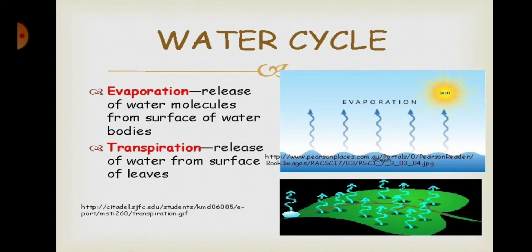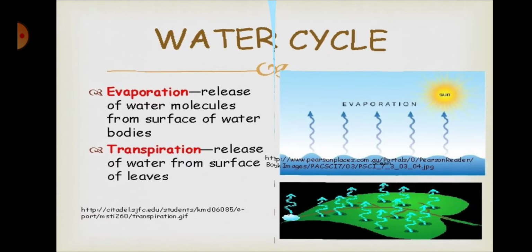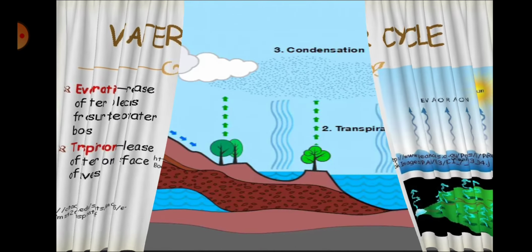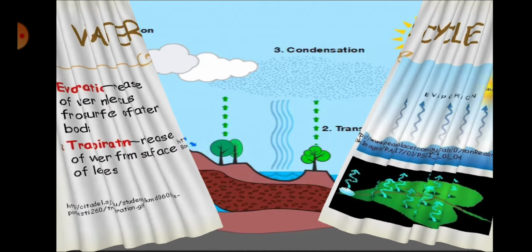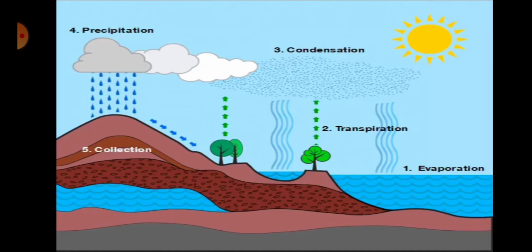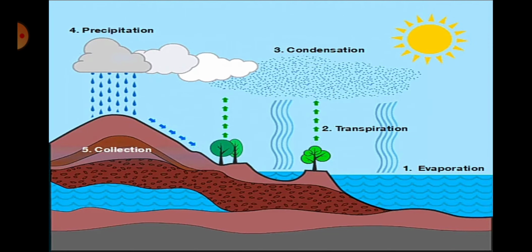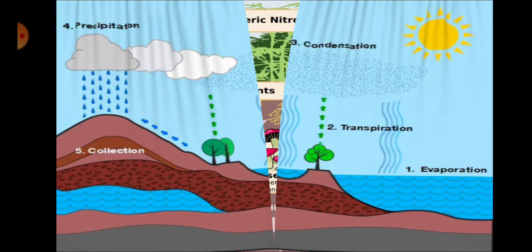What is the water cycle? Evaporation takes place from the water surface, and from the leaf surface transpiration takes place, and they go into the atmosphere, where condensation takes place. That's why precipitation or rainfall happens. This is all about the water cycle.